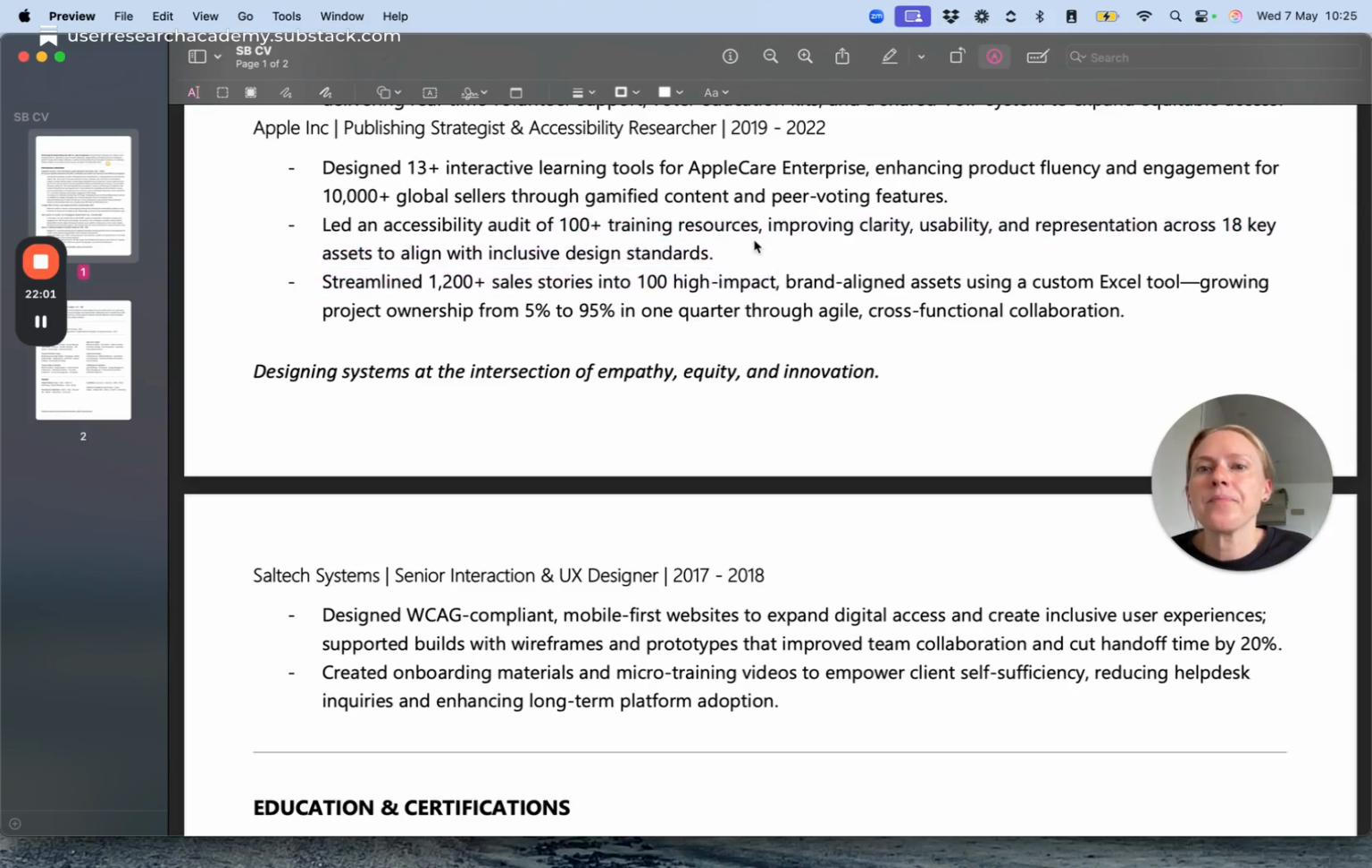Okay, great. Here, led an accessibility audit of 100 plus training resources, improving clarity, usability, and representation across 18 key assets to align with inclusive design standards. And what did this lead to? What was the final outcome? Again, really going back to that final outcome. What is it that this allowed the team, the business, or people to do better? What was your before and after? Before this, what was happening, and what did you enable by doing this? I would really take that mindset and apply that to everything. What did this work enable in the final outcome?